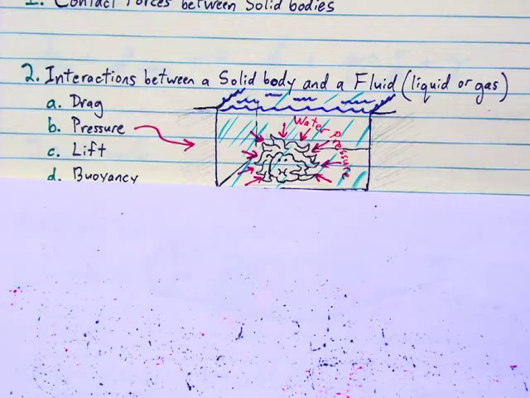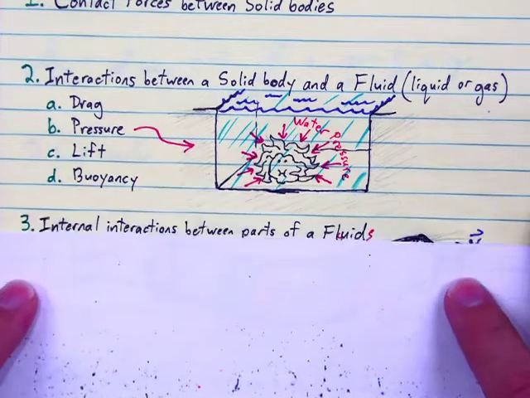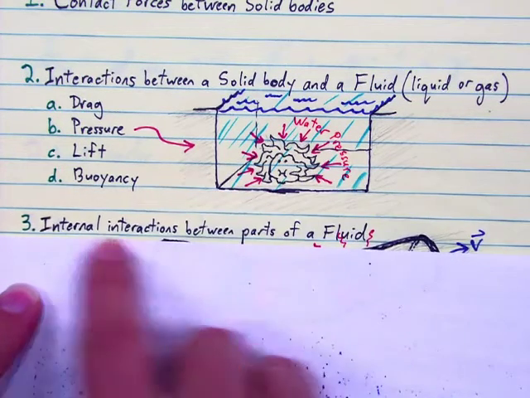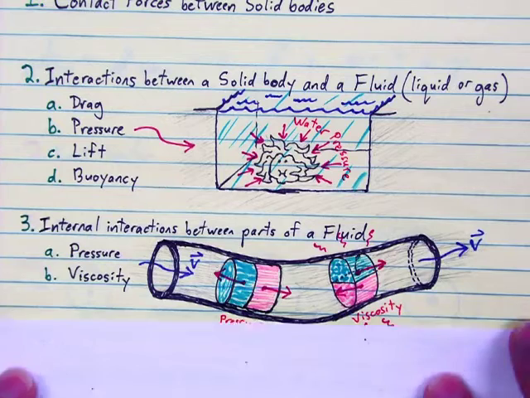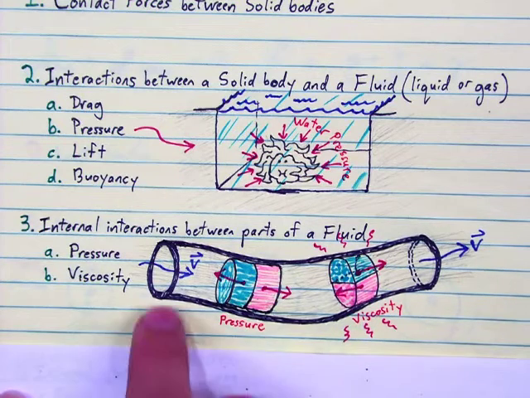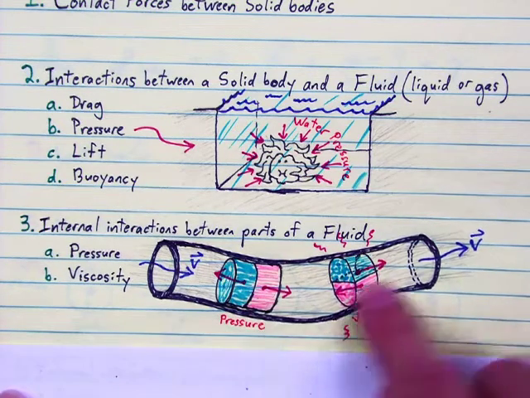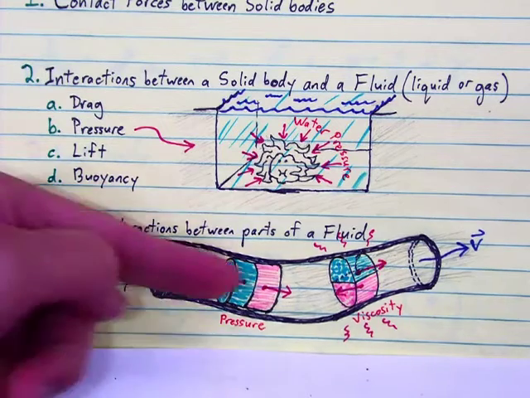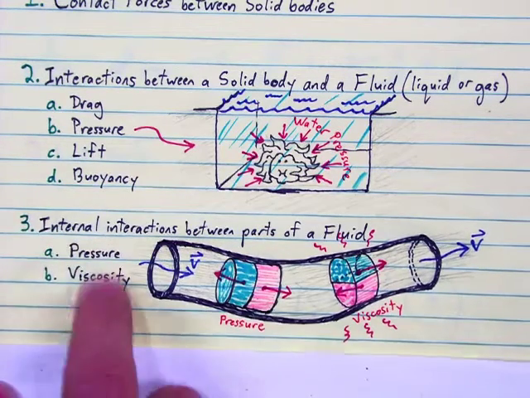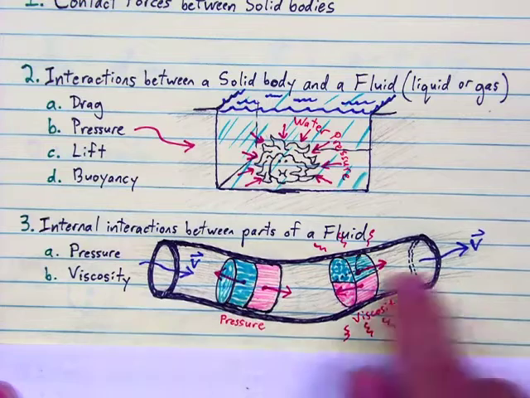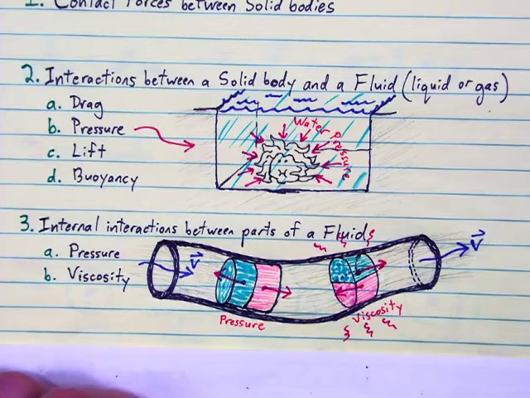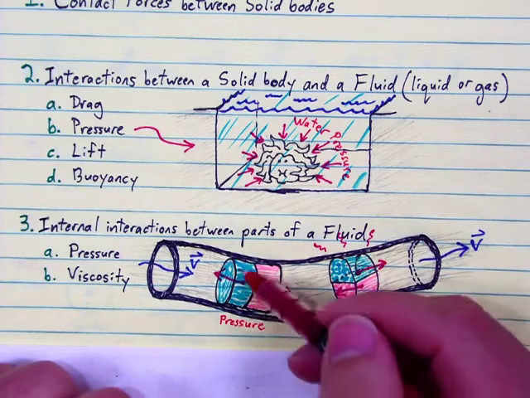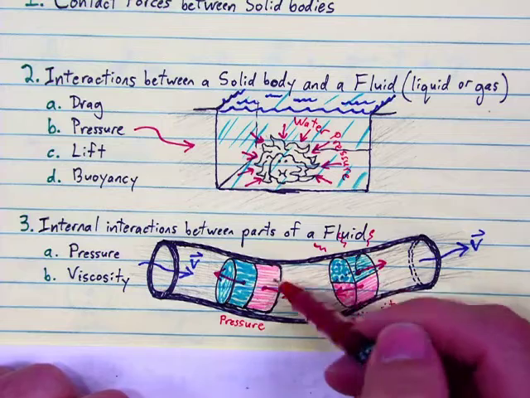What about interactions within a fluid itself, between a fluid and a fluid? Internal interactions between parts of a fluid. Imagine here, this is a hose carrying oil, maybe pumping oil through part of an engine. Oil is coming in here, flowing through, coming out there. We can see pressure and viscosity inside the fluid itself. Imagine that this blue piece is a bit of oil next to some neighboring bit of oil, this pink piece here.